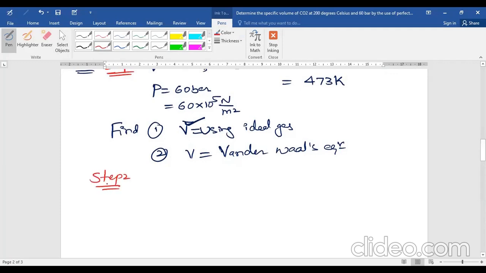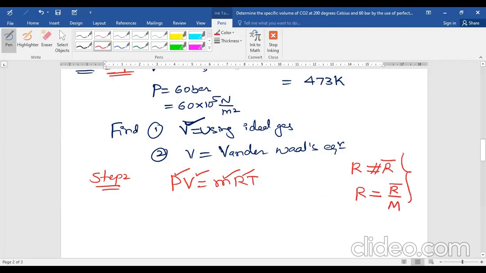What is the ideal gas equation, my dear students? PV is equal to mRT. First you write the formula. Here P is pressure, V is volume, m is mass, R is gas constant. Gas constant is not equal to universal gas constant; both are different. Keep in mind, my dear students, R is equal to R bar divided by molecular weight. Many students make mistakes in the exam by considering both the same. Both are not the same. And T is temperature.